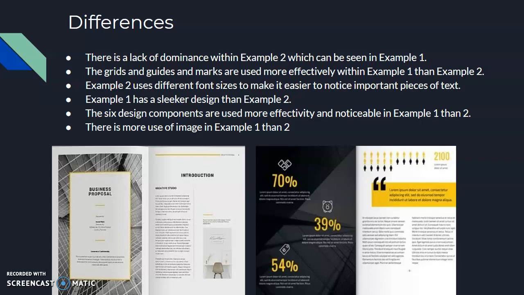The 6 design components are used more effectively within design 1 because of its overall approach than example 2. Example 1 has more sleeker design than example 2, and there is more use of image in example 1 than 2. This can be seen because of the image that's behind business proposal and also the image that is on the introduction page, whereas there isn't any images on design 1, there is just icons.